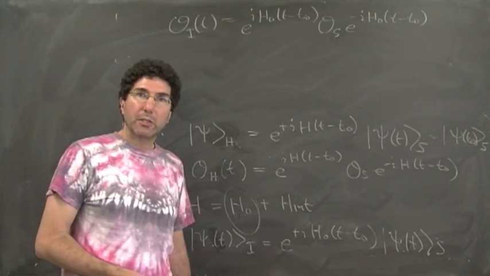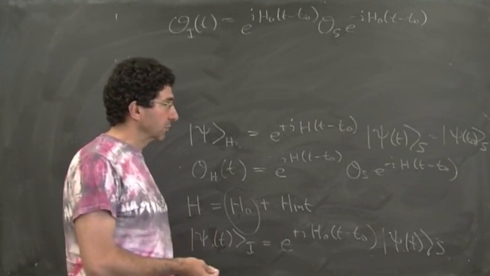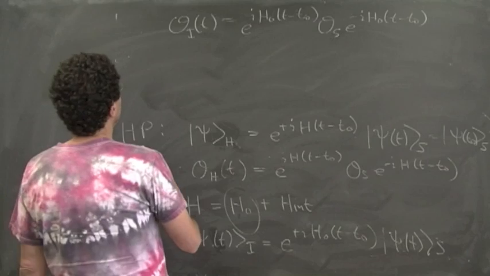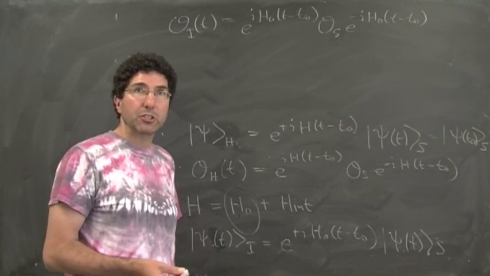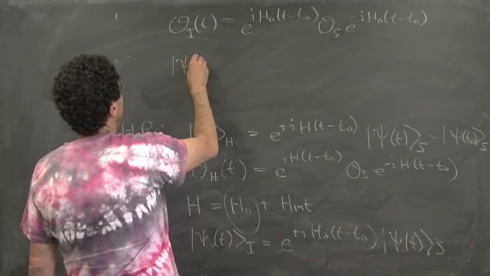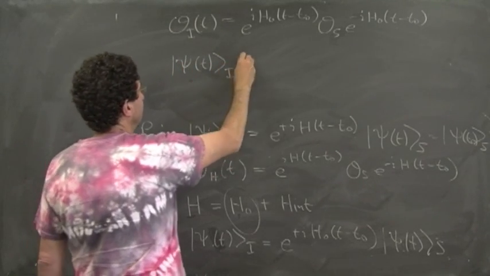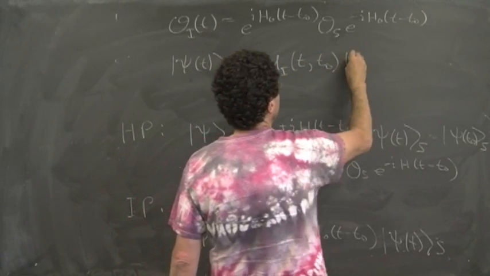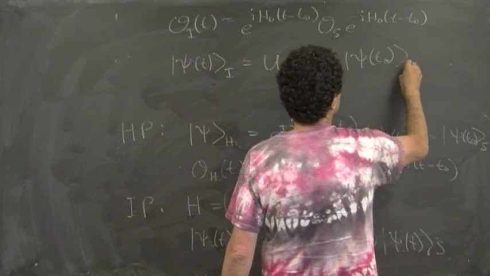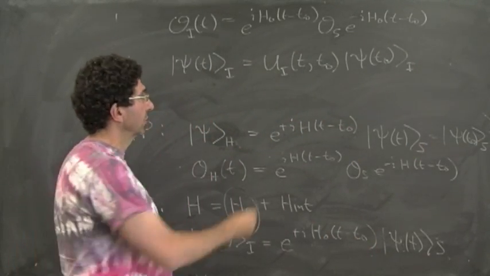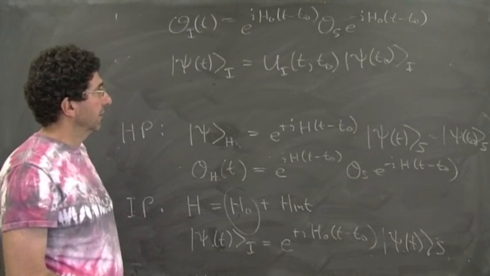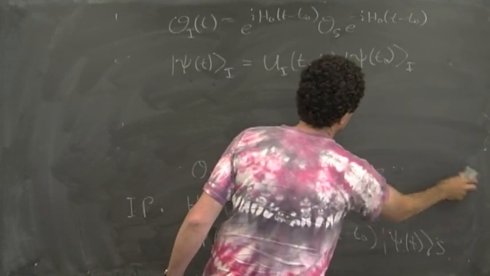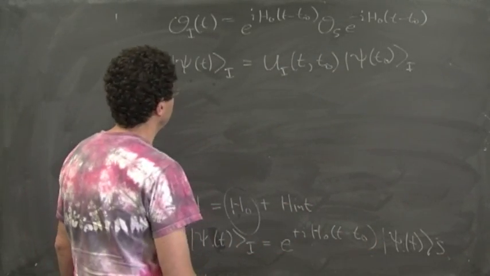So that's interaction picture. Now let's work out some basic properties of it, and when we get those properties, we'll be able to see why it is useful. So what we're going to do is define the interaction picture time evolution operator. Our time-dependent state in the interaction picture is defined to be a unitary operator acting on the initial state, the state at time t equals 0. So this is implementing the time evolution in interaction picture.